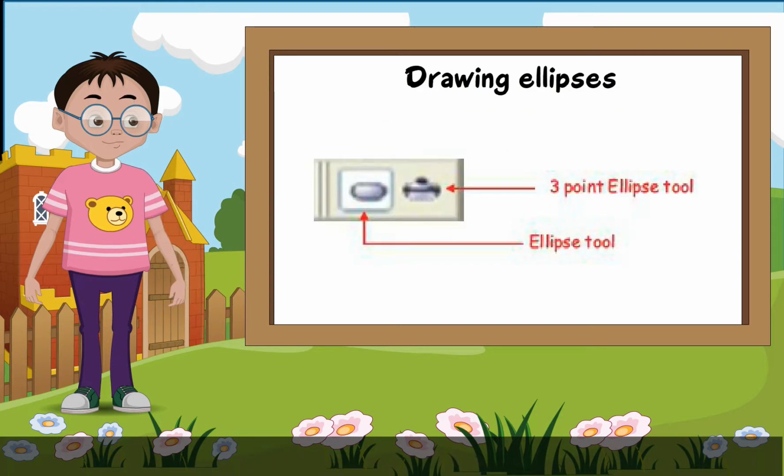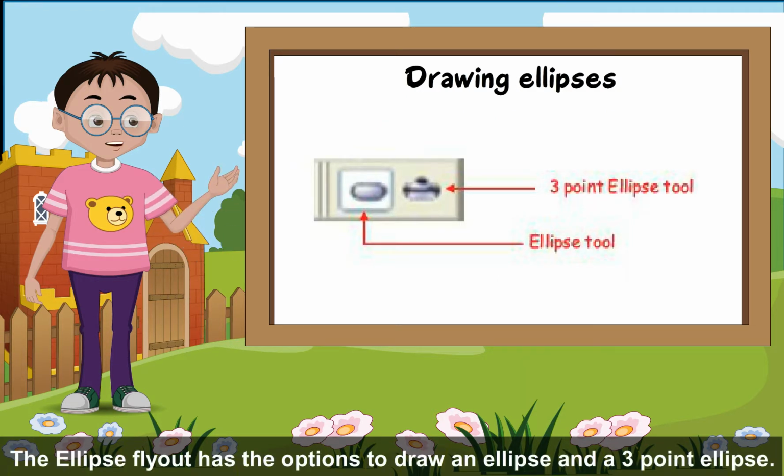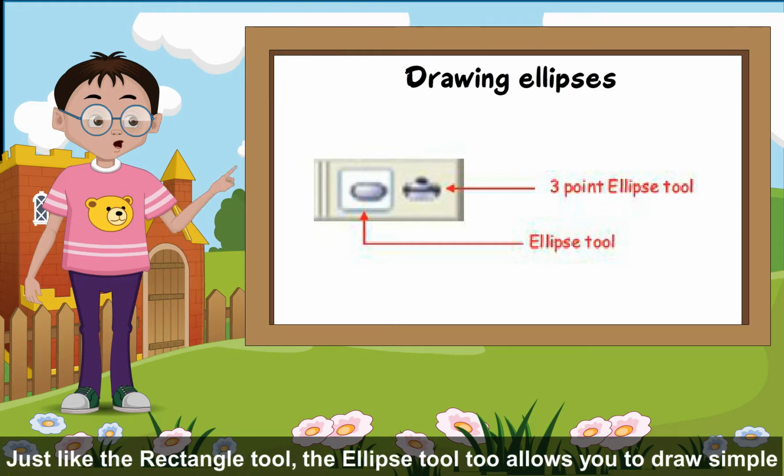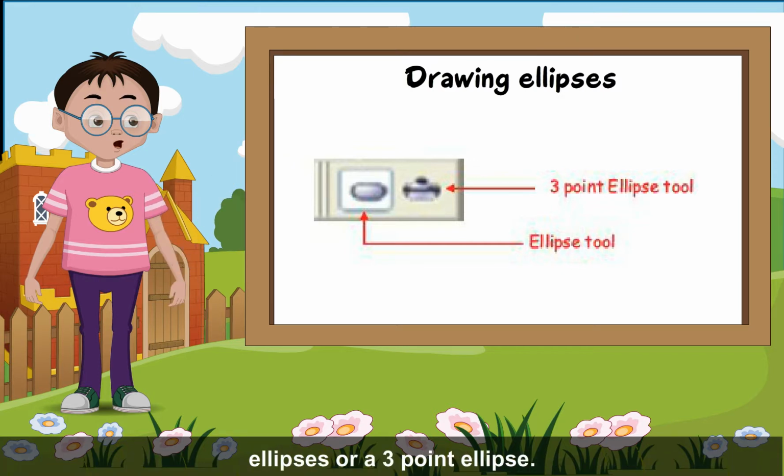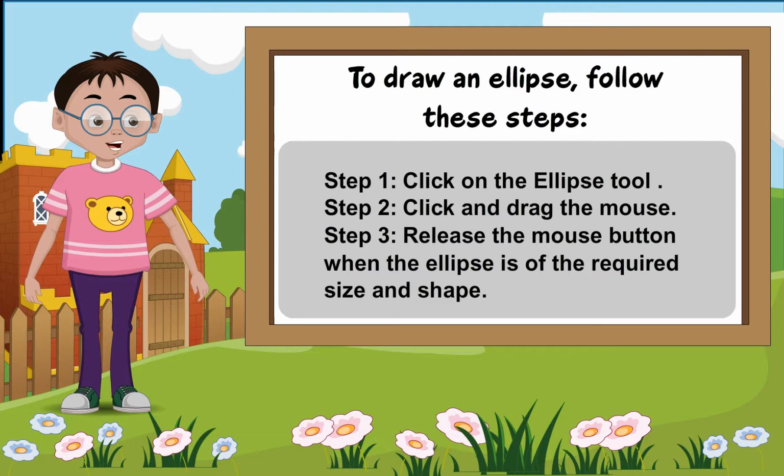Drawing ellipses. The ellipse flyout has the options to draw an ellipse and a 3-point ellipse. Just like the rectangle tool, the ellipse tool too allows you to draw a simple ellipse or a 3-point ellipse. To draw an ellipse, follow these steps. Step 1. Click on the ellipse tool. Step 2. Click and drag the mouse. Step 3. Release the mouse button when the ellipse is of the required size and shape.